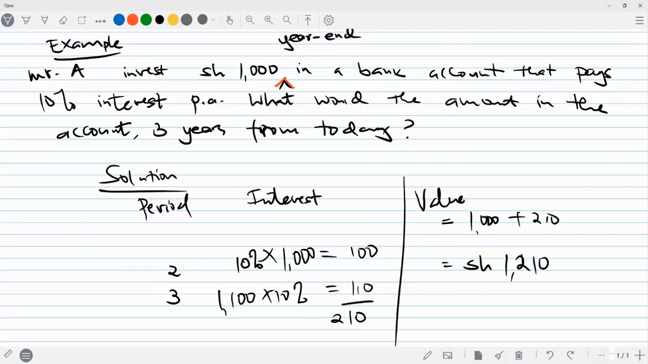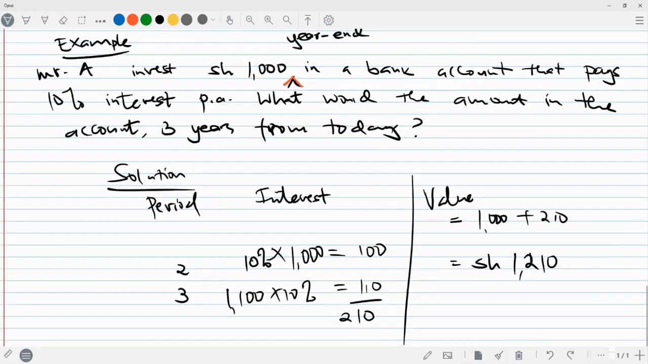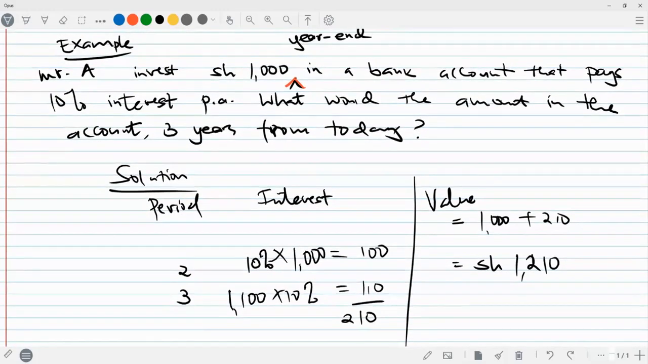Look at this, a simple compounding. Here we are determining the value of the bank account 3 years from now. Determining the future value is a simple compounding concept. Clear?